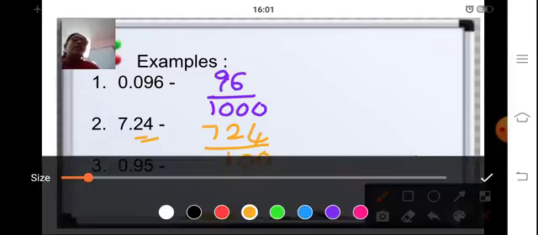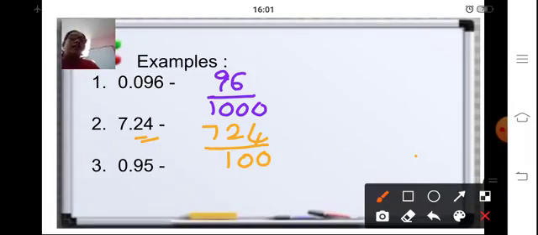Okay. Now same way the last one, that is 0.95. So 95 you will write as it is. Now after the decimal point it is 2 places. So write 1 followed by the number of zeros, that is 2. So it will be 100. After the decimal point 2 places. So 2 zeros. So 100. Okay.